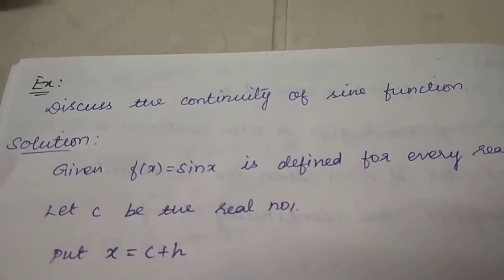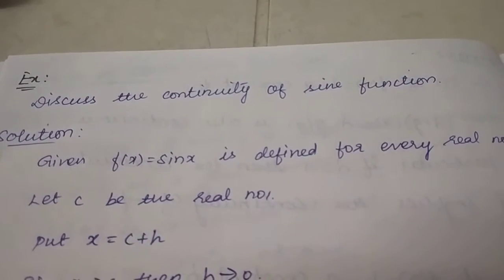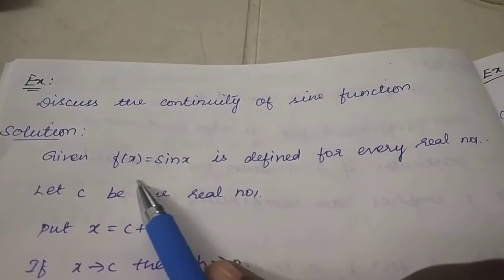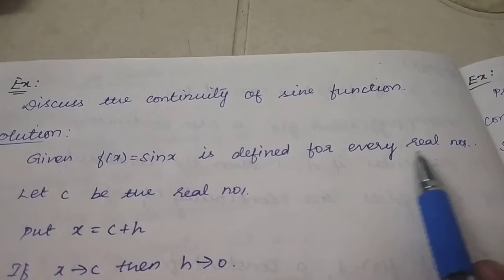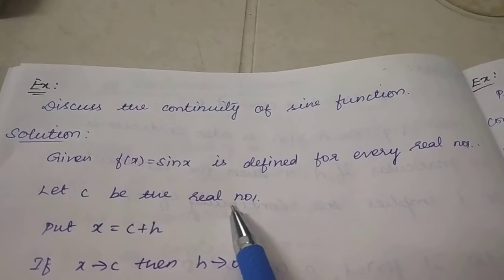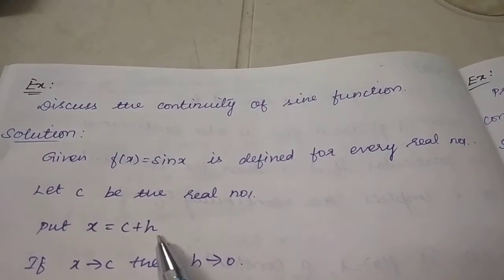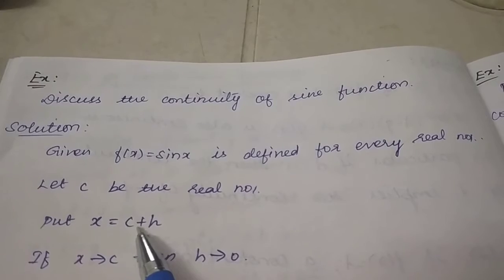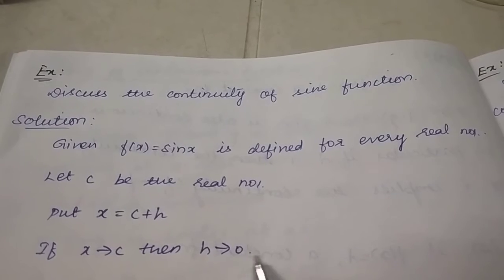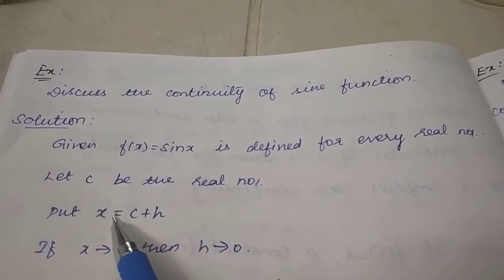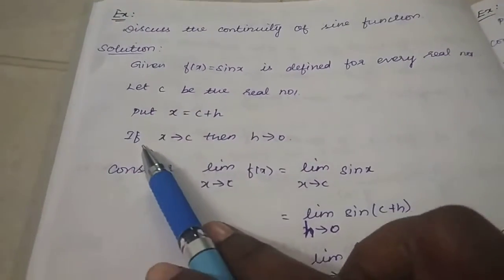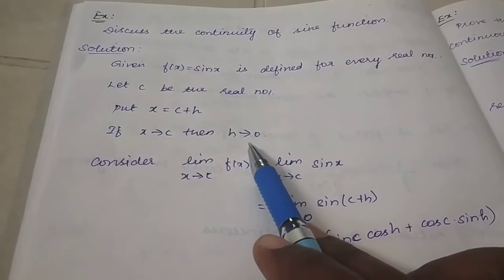Let us see one more example. Discuss the continuity of the sine function. This is an important problem. Let us take f of x as sin x, which is defined for every real number. Let c be that real number. Then we are considering x equal to c plus h. If x tends to c, then automatically h will become 0, since c minus c is 0. So if x tends to c, then h tends to 0.